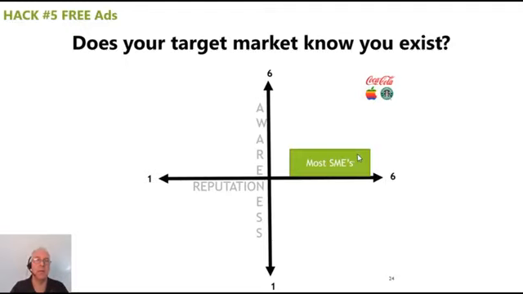Now, if you think about it, the top brands, the very top leaders in any industry, are all in this top right-hand side, where they've got a great product or service, and they've also got a 6 in terms of awareness.